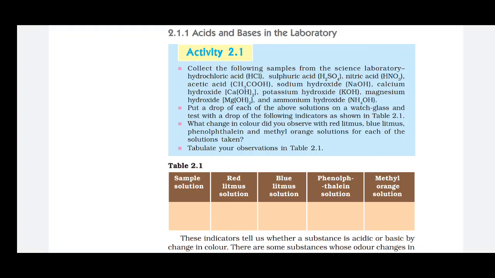Now in case of a basic solution, the red litmus paper will change to blue, and there will be no change in the color of a blue litmus paper. When you put a drop of phenolphthalein indicator in a basic solution, the color of the solution will turn pink. When you put a drop of methyl orange indicator in a basic solution, the color of the solution will turn yellow. Okay, so in presence of phenolphthalein indicator and methyl orange indicator, the basic solution will indicate its basicity with the help of change in color.